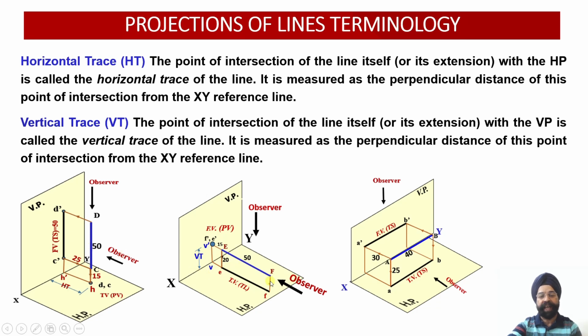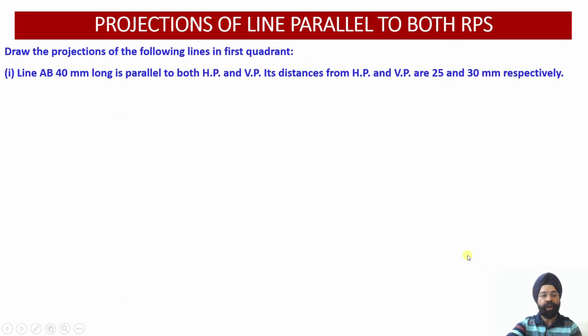Similarly, vice versa, this line is perpendicular to the vertical plane, so that is why it had the vertical trace. But this line is parallel to the horizontal plane, so no way it is going to intersect with the horizontal plane. So this line will not have the horizontal trace. In the first two situations you have only one trace, whereas in the last situation you do not have any of the traces, HT or VT, because the line is parallel to both the horizontal plane as well as the vertical plane.